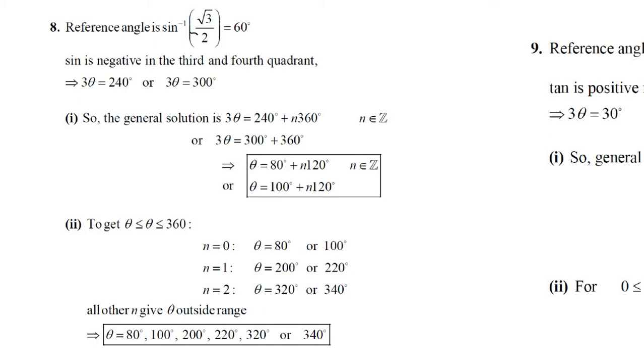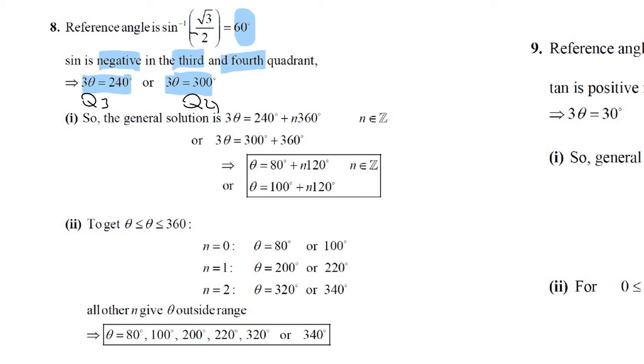Right, from the start we can see the first approach is to get the reference angle. We know that inverse sine of minus root 3 over 2, which is given in the question, is 60 degrees. Sine is negative in the third and the fourth quadrant. If we look at our unit circle, 3 theta is equal to 240, because that's 180 plus 60, or 3 theta is equal to 300, because that's 360 minus 60. So this is quadrant 3 and this is quadrant 4.